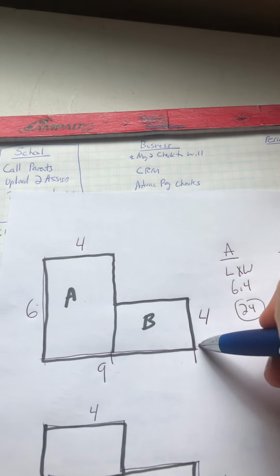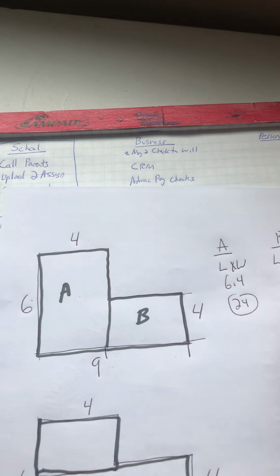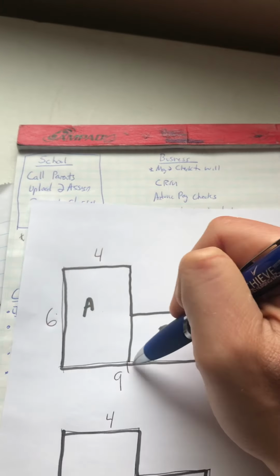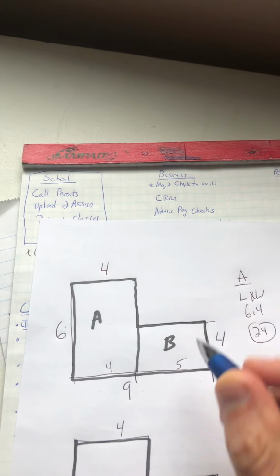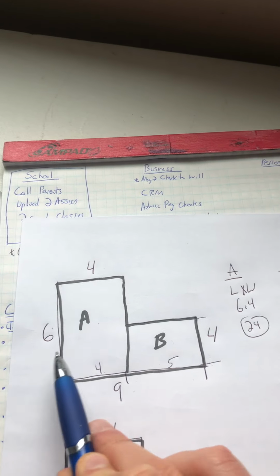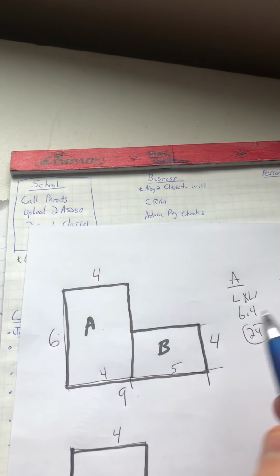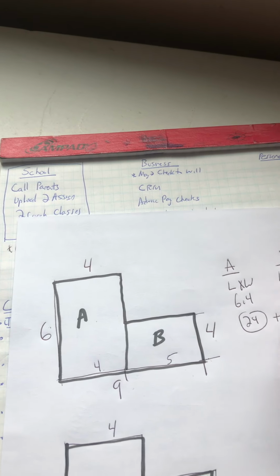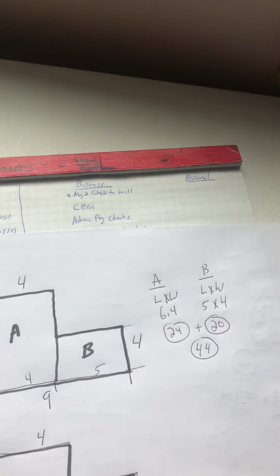I am going to use the 4 though, because this 4 is my whole width. But for my length, I'm not going to use 9. If this is 4 and this is 4, this part is 4, and this part over here then would have to be 5. Because the 9 is the total, I take away the 4, I'm left with 5. 4 plus 5 gets me my total 9. So for shape B, I'm going to use 5 times 4, which is 20. Then I'm going to add these together, and I get 44 is my answer for the area of this shape.